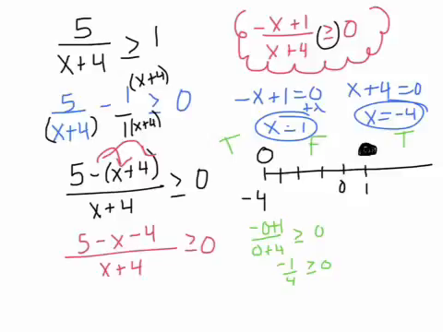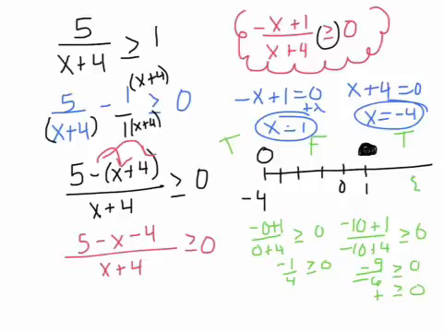So let's just test one more. Let's try something over here. Negative 10 plus 1 over negative 10 plus 4, is that greater than or equal to 0? So negative 9 over negative 6 really is looking at a positive number greater than 0, because negative 9 over negative 6 is positive, and that is true.